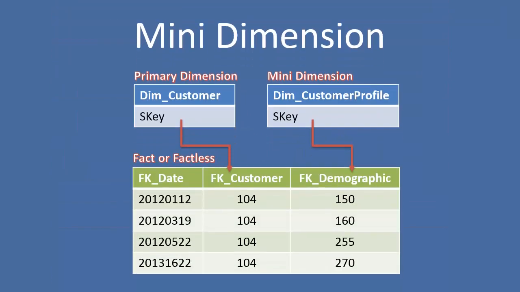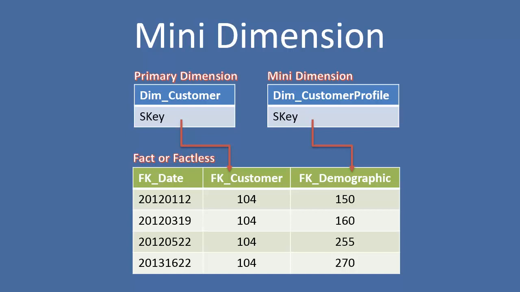Okay, and as we already mentioned, your primary dimension and your mini dimension are going to be related through the fact table. Typically, that's going to be all you need. You have a fact table, whatever it is, a transactional or a snapshot fact. Every fact will have a relationship or foreign key pointing to both the primary and the mini dimension.